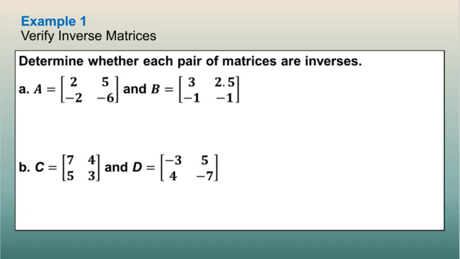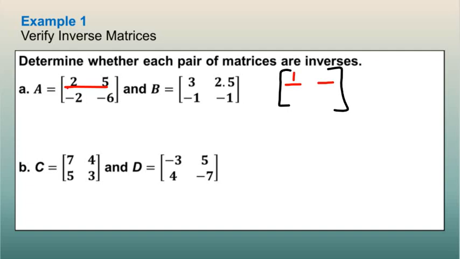Here we want to determine whether each pair of matrices are inverses. So we need to find the determinant of these. Actually, not the determinant, but we're going to multiply A times B. This is going to give us a 2 by 2. For row 1, 2 times 3 is 6, plus 5 times -1 is -5. So 6 plus -5 is 1.